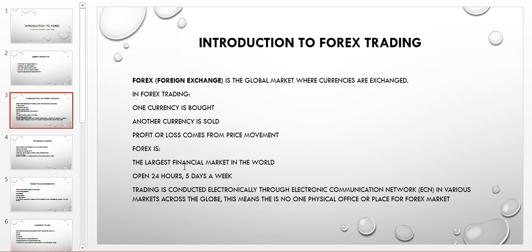Trading is conducted electronically through electronic communication network, which is ECN, in various markets across the globe. What does this mean? It means that there is no one physical office or place for the forex market. So don't allow anybody to deceive you, to tell you that we have a global forex market office at Abuja or Ikeja, Lagos, or maybe in the United States.